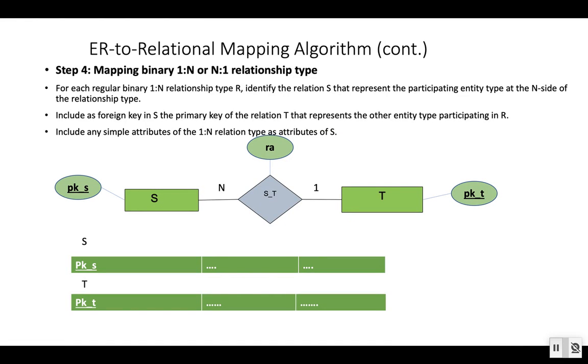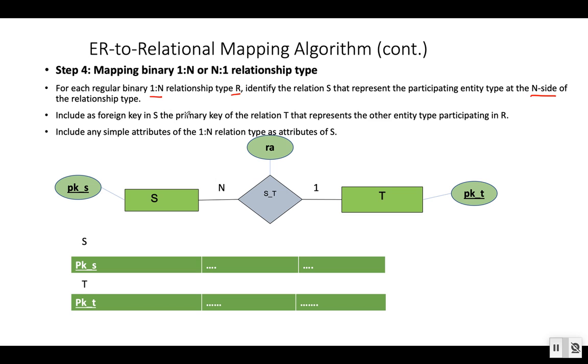So in this segment we are going to see how we can map a binary 1 to n or n to 1 relationship. For each regular binary 1 to n or n to 1 relationship type R, we have to identify the relation that represents the participating entity type that has the n side of the relationship type. For example, here in a 1 to n relationship, the S entity is participating in the n side and T is the entity type that is participating in the one side.